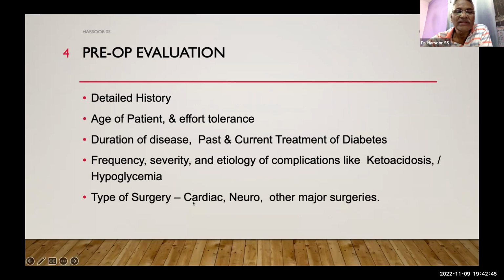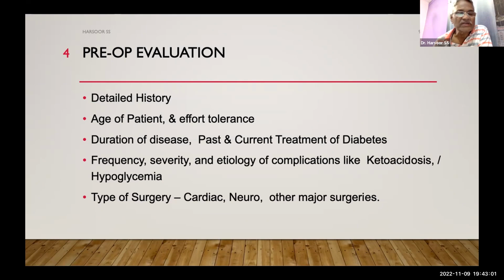I'll straight away begin with the preoperative evaluation of these patients. It is very essential and important that a detailed history must be elicited with regard to the age of the patient, and the effort tolerance is the one which is very important in these cases.